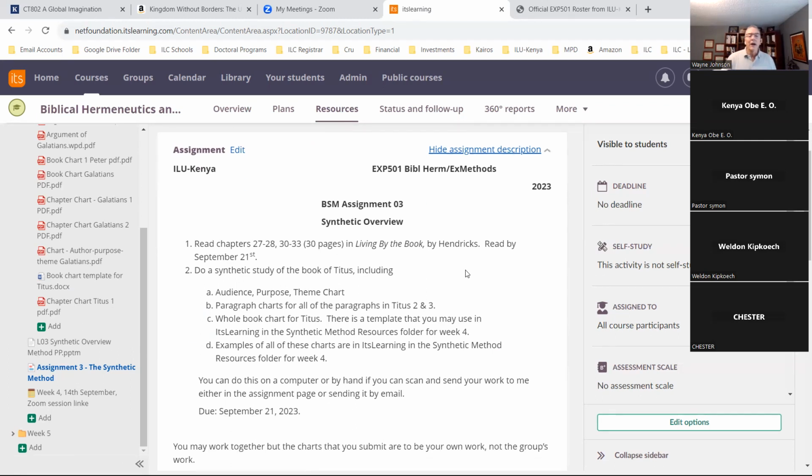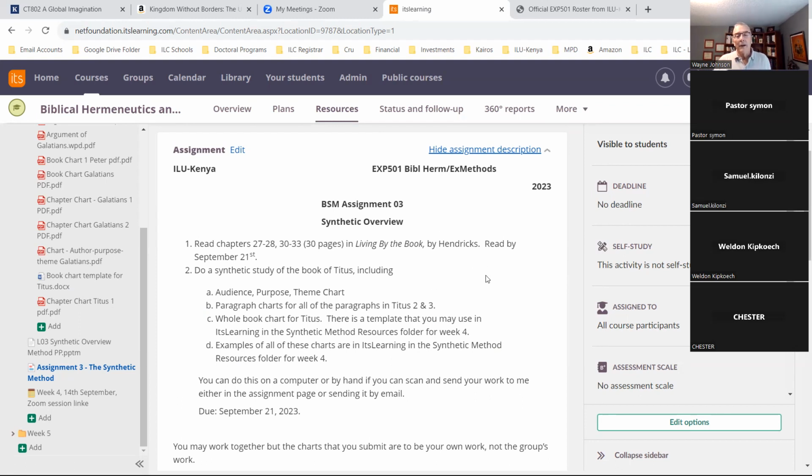So for this week, I'm just assigning chapters 27, 28, and 30 to 33, which is about 30 pages of reading in Living by the Book. This is really serving as an introduction to interpretation. So next week, we're going to be moving into the analytical study of a passage.